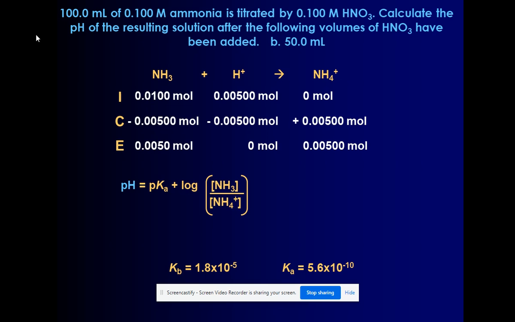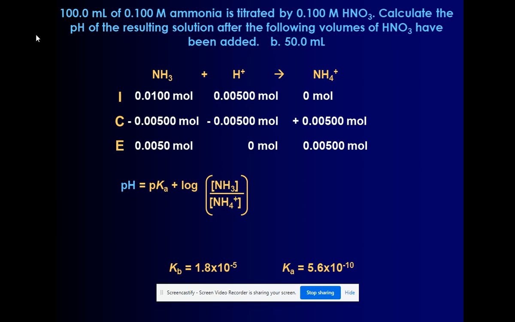If we substitute these into our Henderson-Hasselbalch equation, one of the things that's nice is that whether you're dealing with a weak acid strong base titration or a weak base strong acid titration, you can use that Henderson-Hasselbalch equation to find the pH of either.